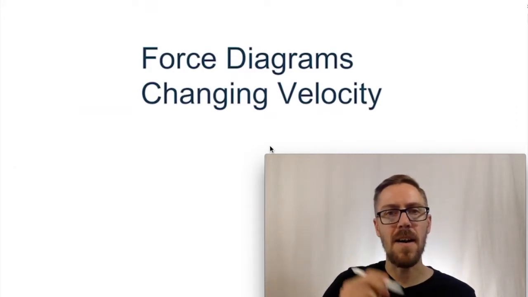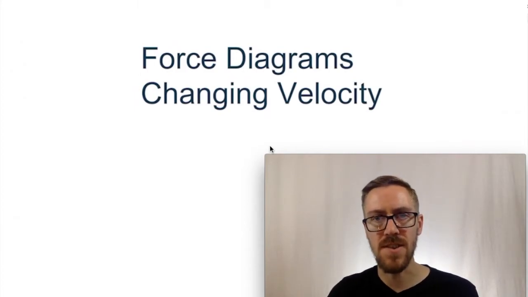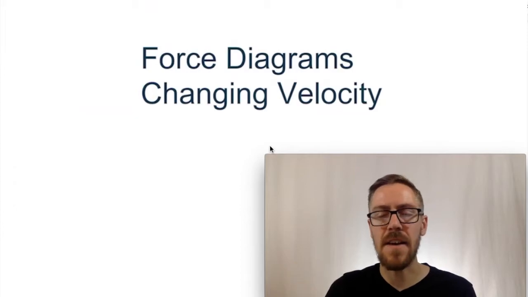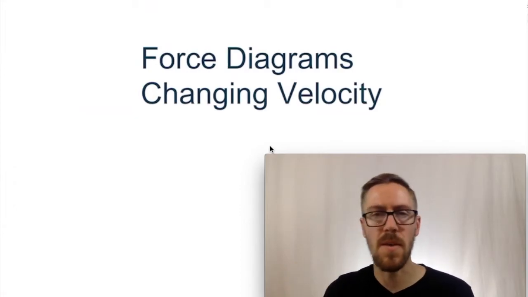Today we're talking about how to make a force diagram for an object whose velocity is changing. So how do we draw a diagram that represents the forces on something that's speeding up or slowing down?